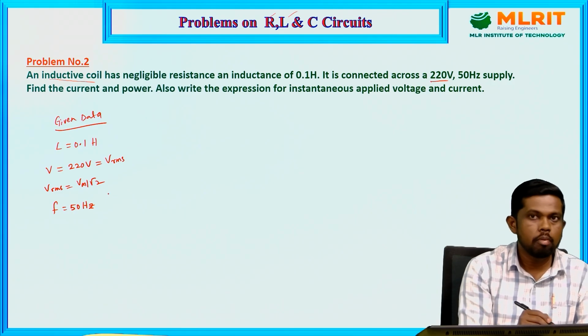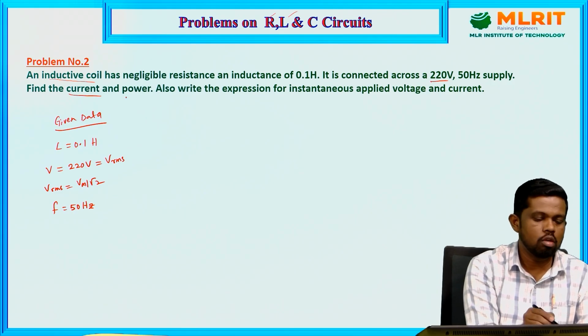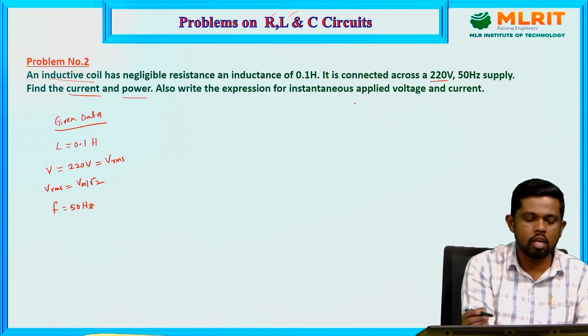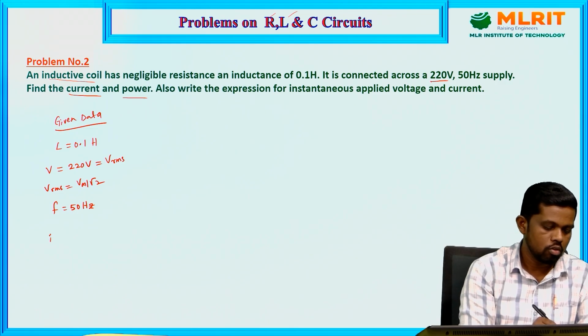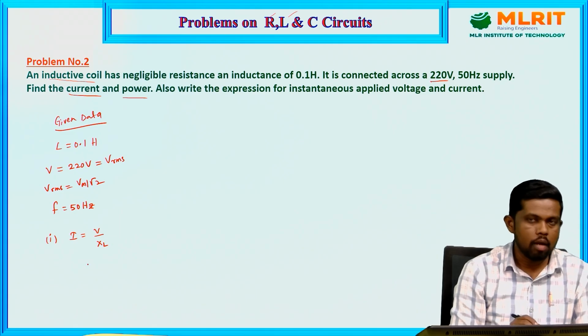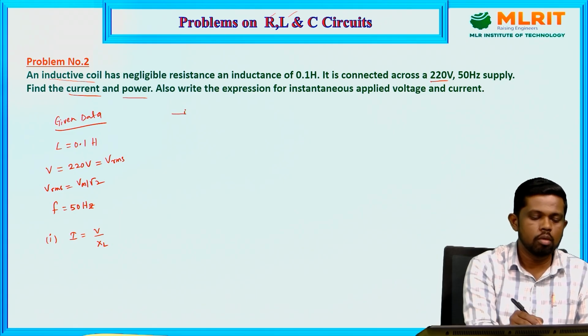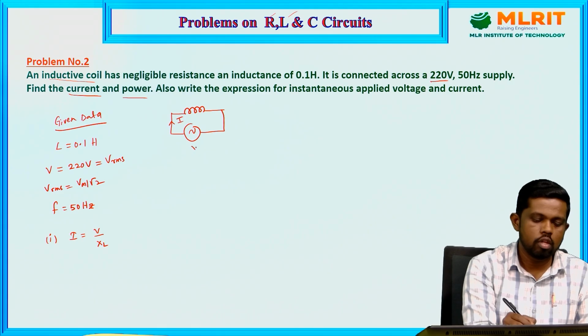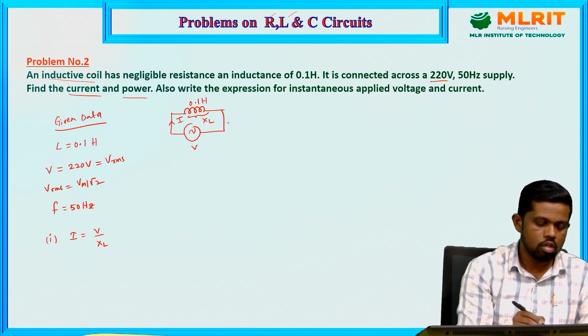Based on these parameters, we need to find first of all the current and also the power, as well as the sinusoidal expressions of the voltage and current. So the very first one is to find the current of the network. The formula is current I equal to V by XL, where XL is the inductive reactance. If we are able to get the current flowing through the network, this is the pure inductor, so we need to find the XL offered by the inductor. This is the 0.1 Henry, so some amount of XL is there that we need to find.